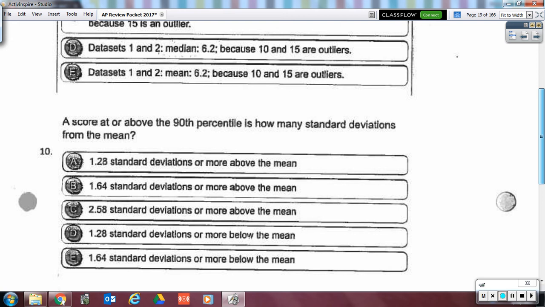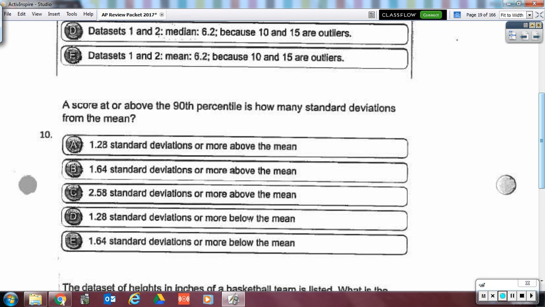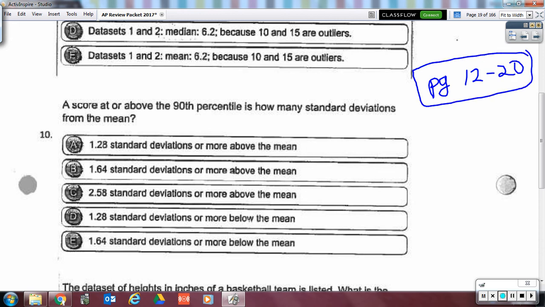Okay, I think that's pretty much all I needed to tell you to make sure that you felt good with your calculator, to remind you of those things. So, do pages 12 through 20. It's 23 multiple choice questions tonight for homework.